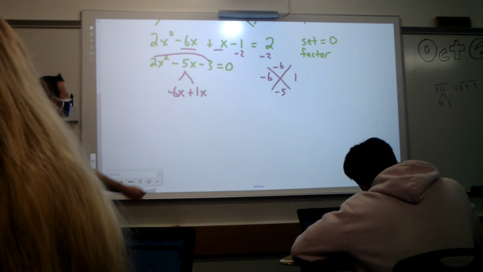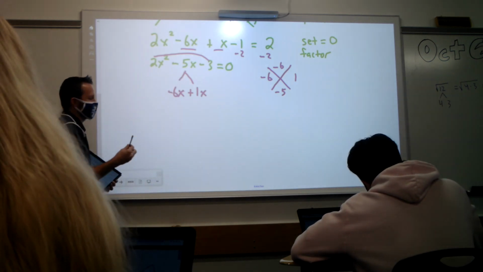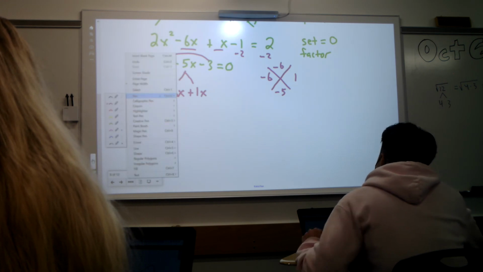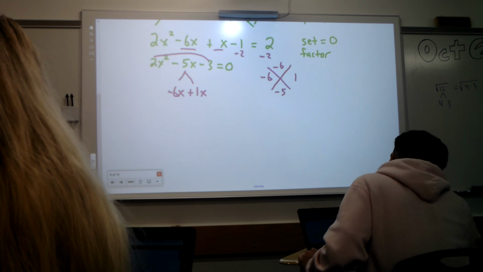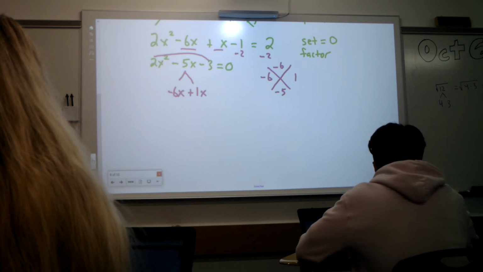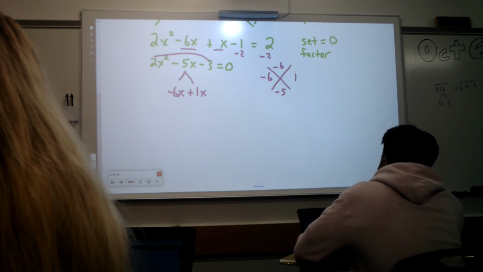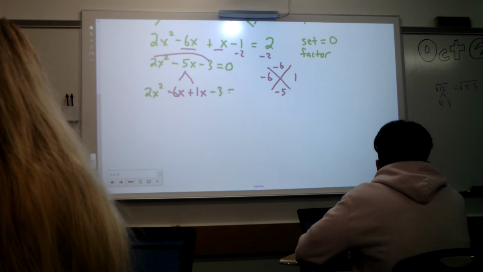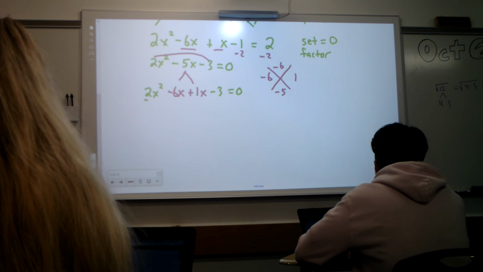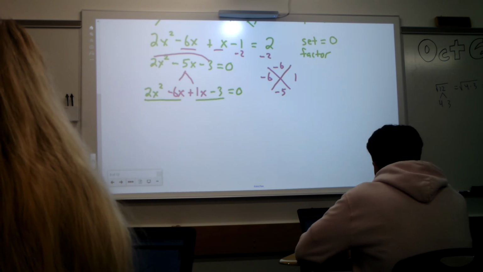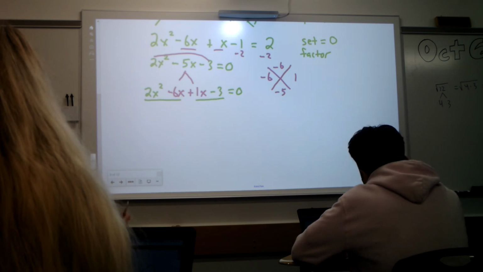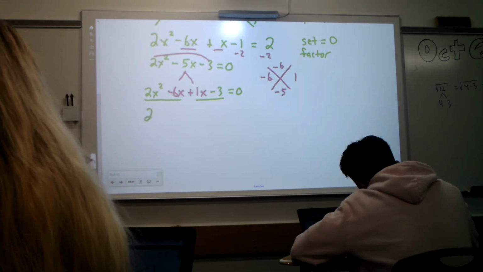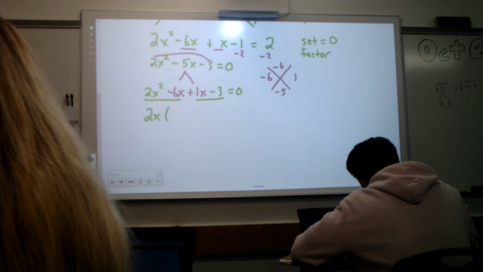The reason we can do that is because negative 6x plus 1x is negative 5x. So we're not really changing anything. All we're doing is expanding it. We're splitting it so we have 4 terms. And the reason we're doing that is because the next step is what? Grouping. Yay, I can look at this first group and the second group and take out the greatest common factor. For the first group, what's the greatest common factor? 2x, and that leaves behind.